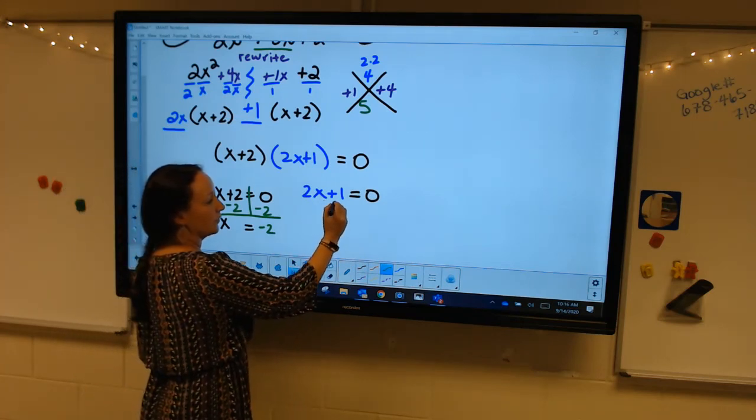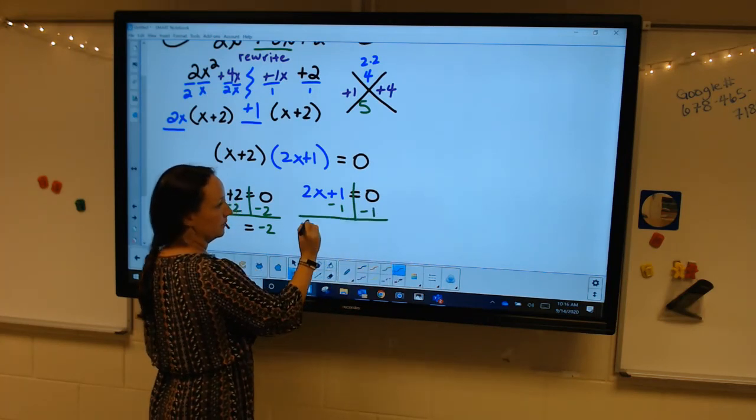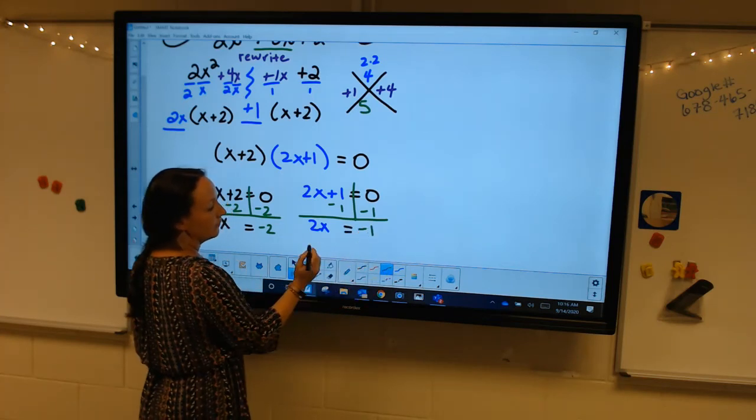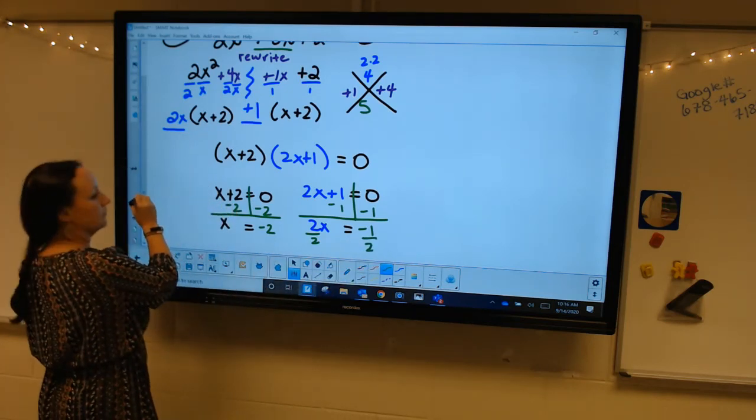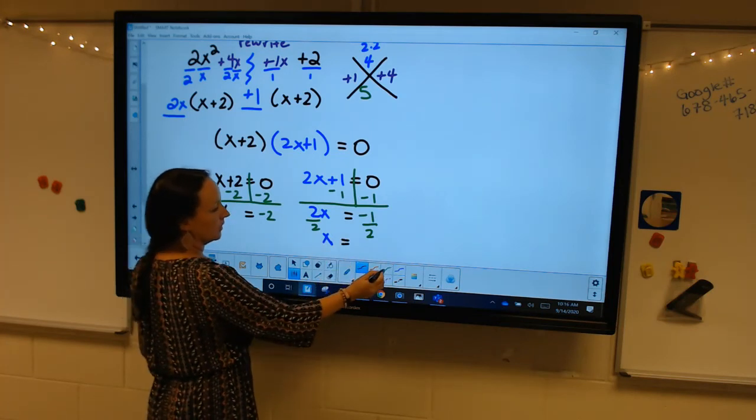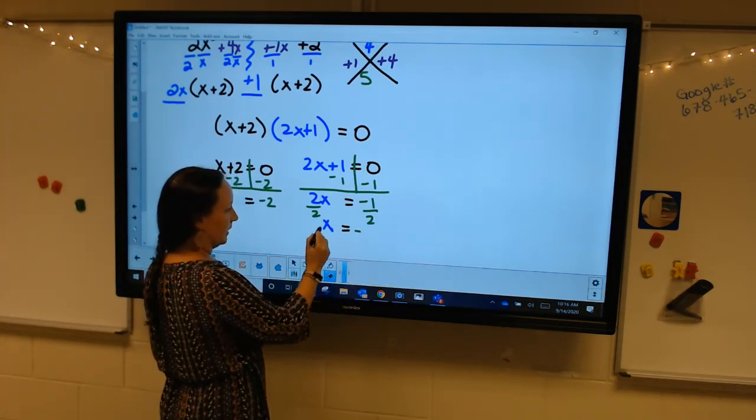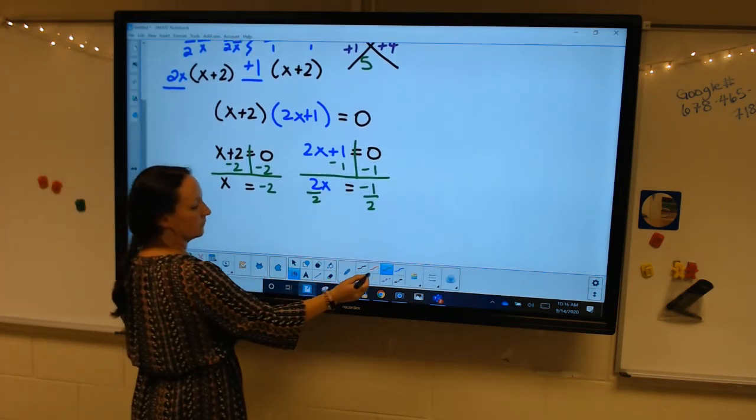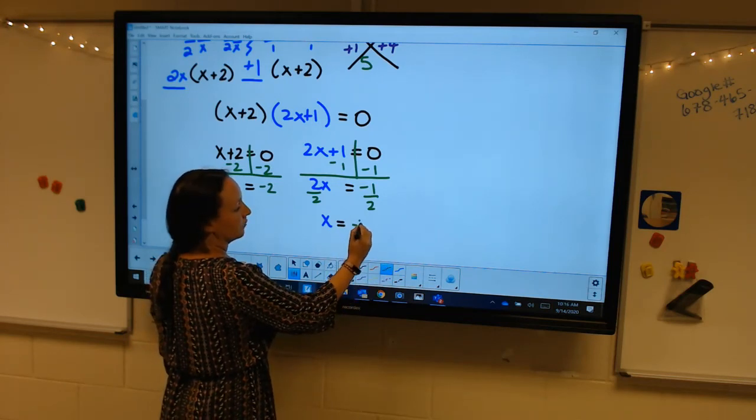And on this side, the first step is to subtract 1 from each side. 2x equals a negative 1. And then I'll have to divide each side by 2. And I'll just keep that answer as a fraction. Sorry, I'm going to move this down a little bit. X equals negative 1/2.